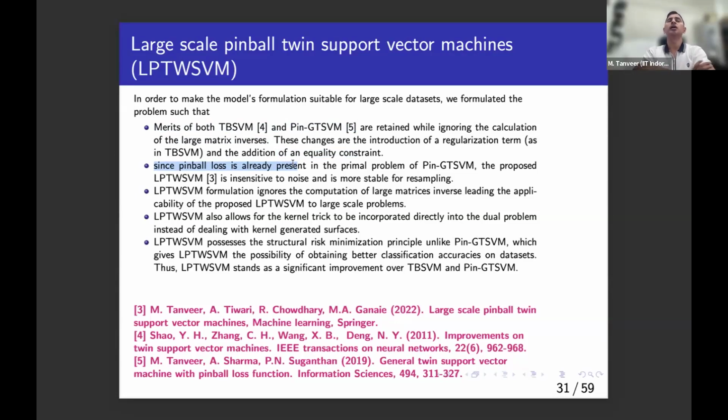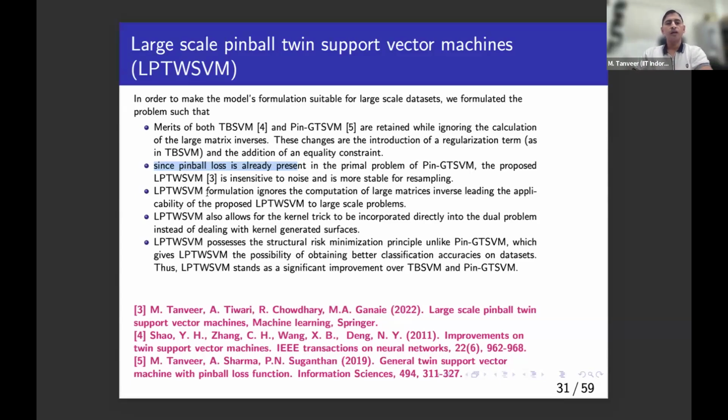Essentially in pinball loss functions, rather than giving a penalty only for the wrongly classified samples, in pinball loss we give a penalty for both wrongly and correctly classified samples. So you can see that this is really a very nice loss function. Please see, and one can use it.